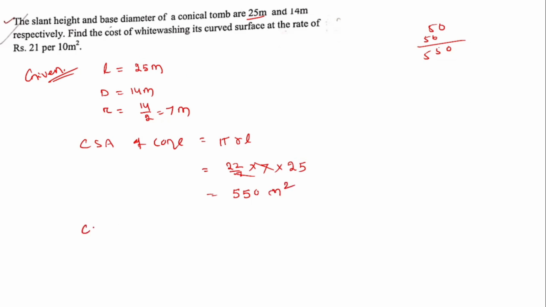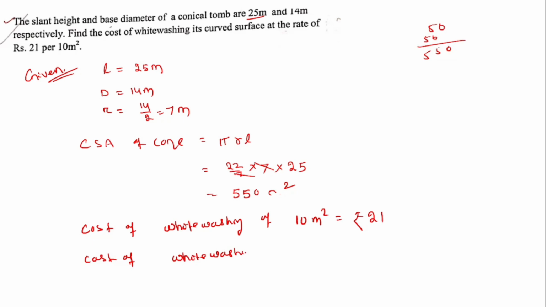Okay, now find the whitewashing. So write down the cost of whitewashing of 10 meter square equal to how much? Now rupees 21, yes or no? Now we find the cost of whitewashing of 1 meter square, how much? Now 21 divided by 10 rupees. Now we find it for the 550 meter square.